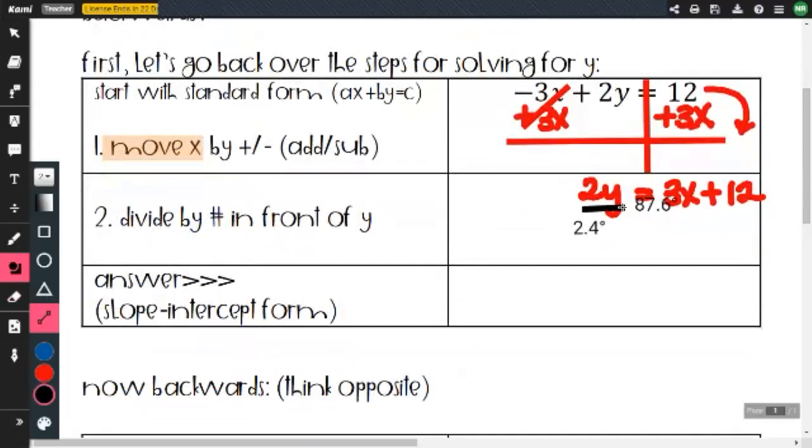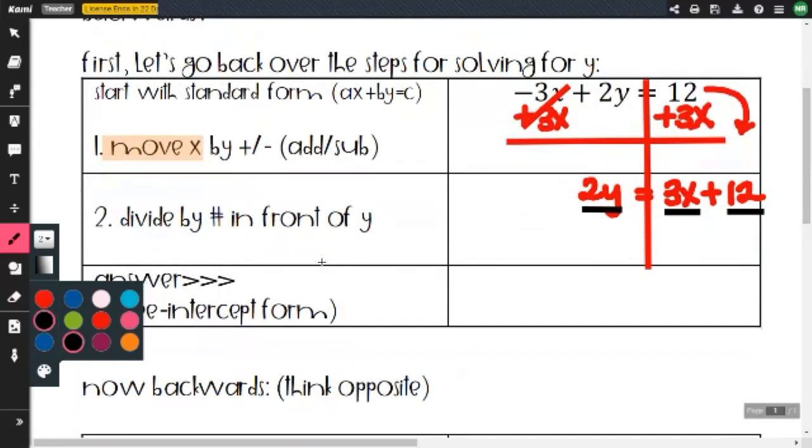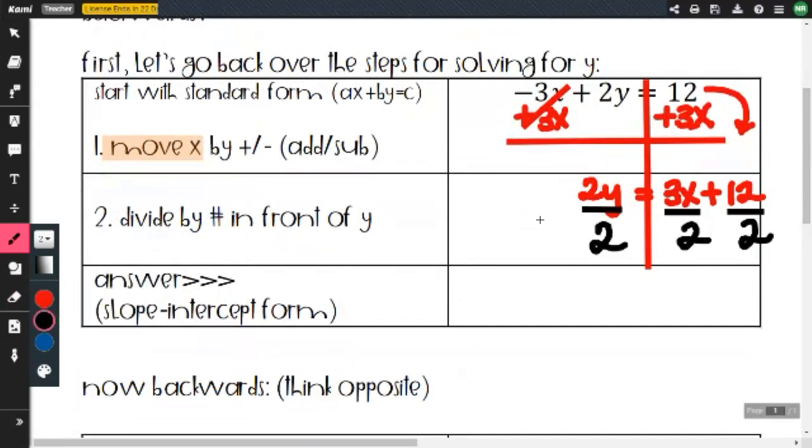So that's what we're going to do. We're going to divide by 2 on each term. I'm just going to bring this line a little bit lower. So divide by 2. Remember, it turns every single term into a fraction. So you want to simplify.